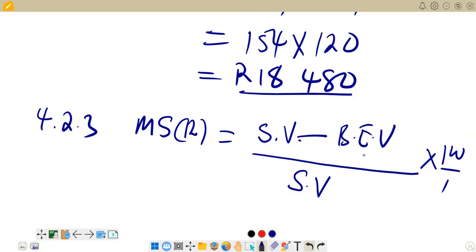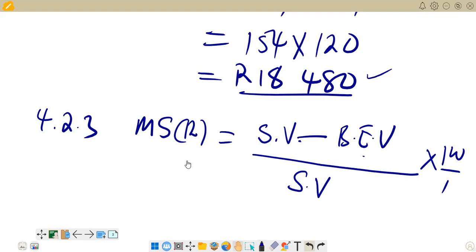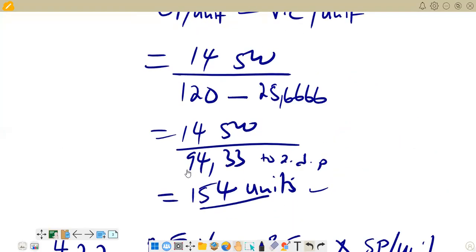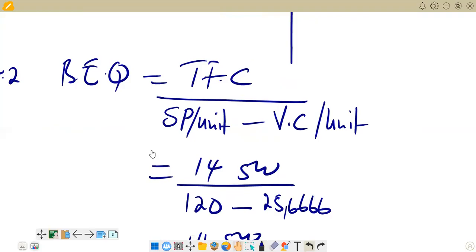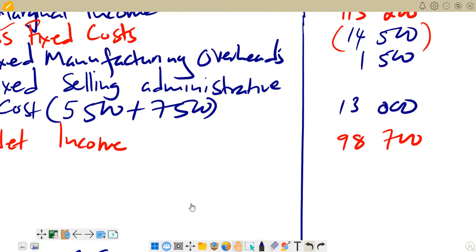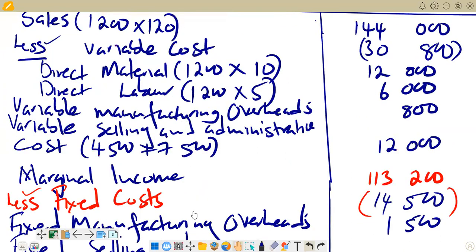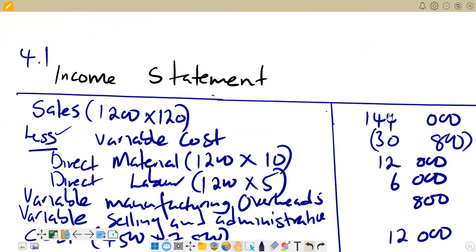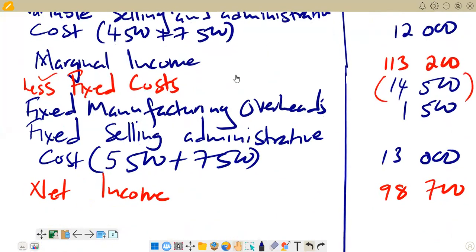Remember the break-even value here is this value that we calculated here. When we multiplied by 120, we got the break-even value. Then the sales value, we have it in the income statement. We can go up to check it. If you come here, you would see that the sales value is this one, 144,000. So we can go back to substitute that one as our sales value.